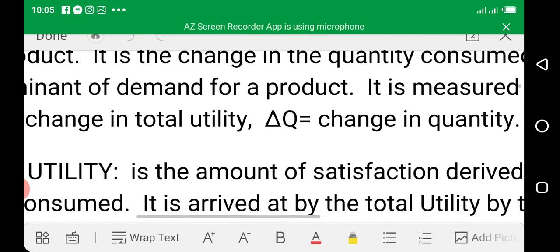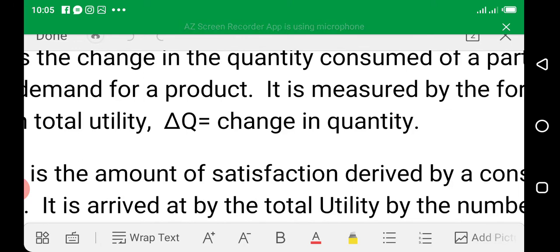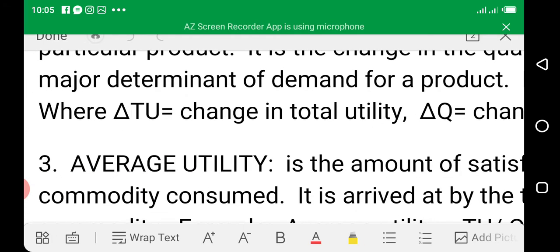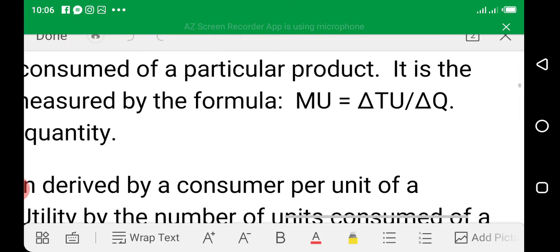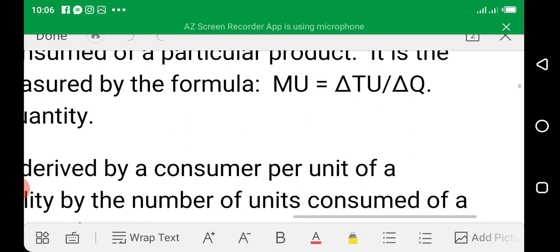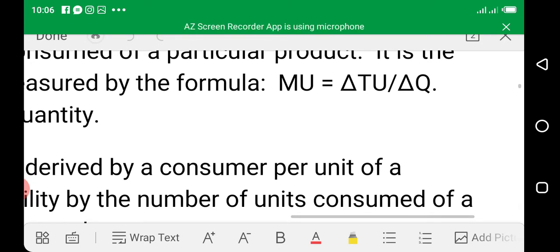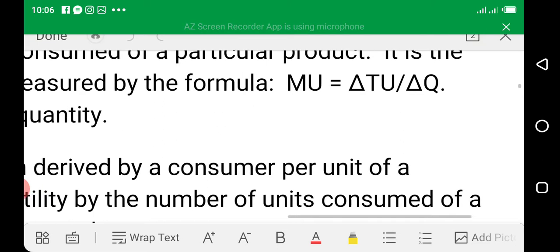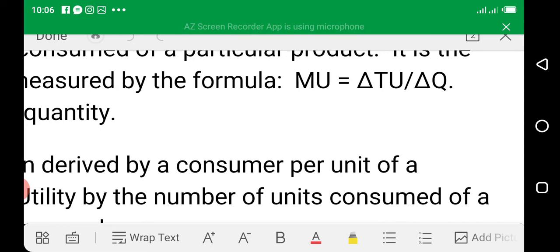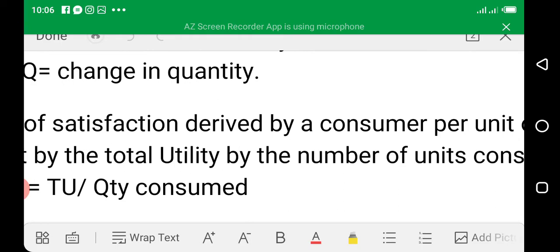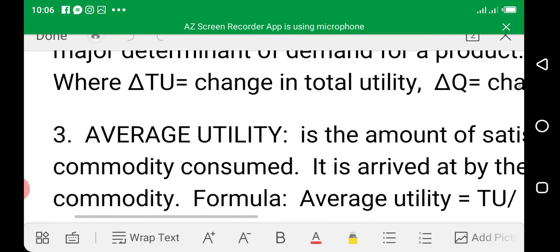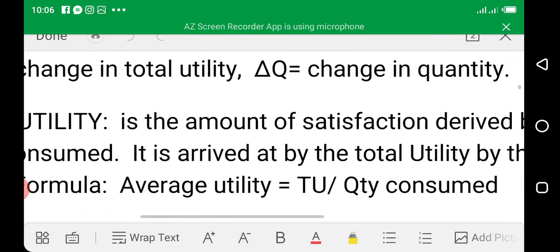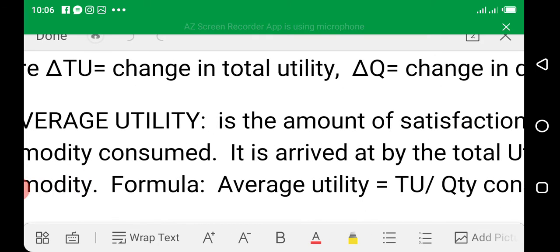So it is measured by the formula MU, which is marginal utility, equals change in total utility divided by change in quantity. I repeat, marginal utility is measured by using the formula change in total utility over change in quantity consumed, or change in consumption. Where delta TU equals change in total utility and delta Q equals change in quantity.